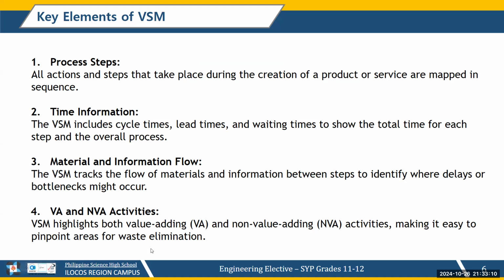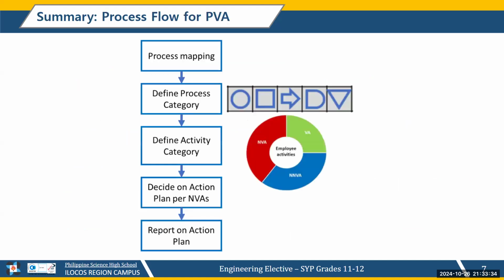Material and information flow. So in your VSM, you should be able to track the flow of materials and information between steps to identify where delays or bottlenecks occur. And lastly, it's also important to distinguish steps as either VA, NNVA, or NVA.